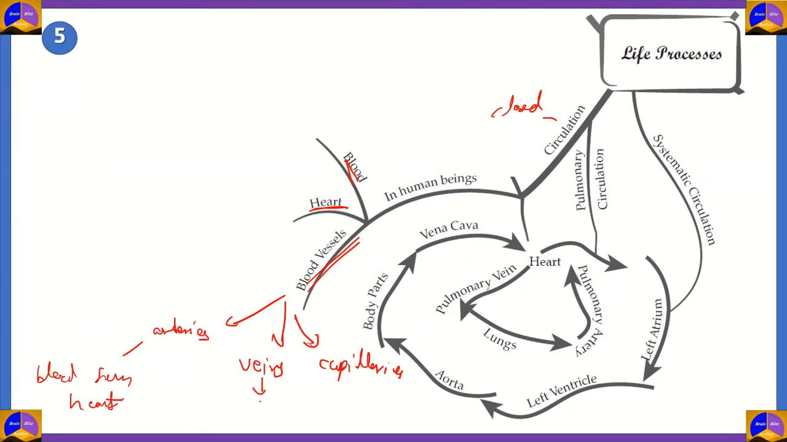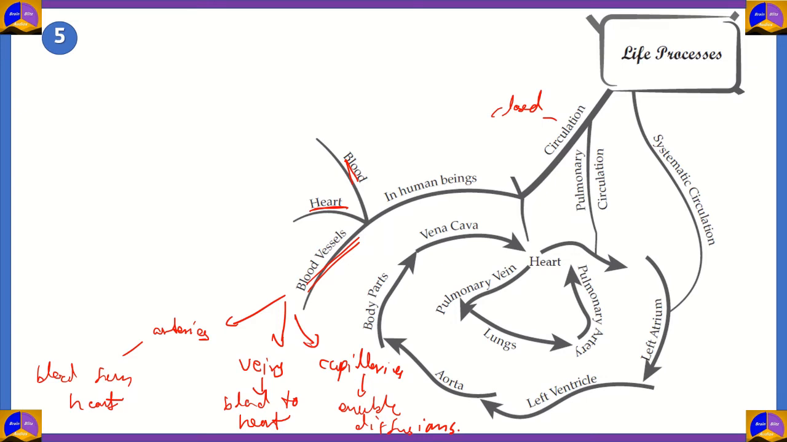The function of veins is to transport blood to the heart. And the function of capillaries is to enable diffusion. So capillaries are very small, so they are present in between the tissues, and then they enable diffusion of water as well as food from the blood to the tissues, and also waste from the tissues to the blood. So that's how the circulatory system works.